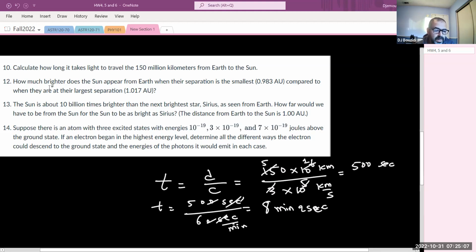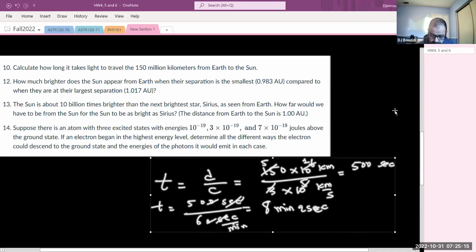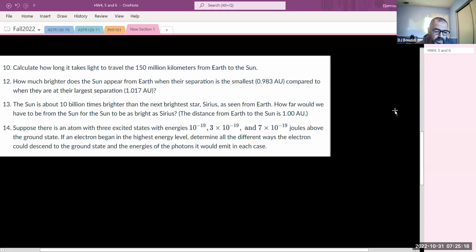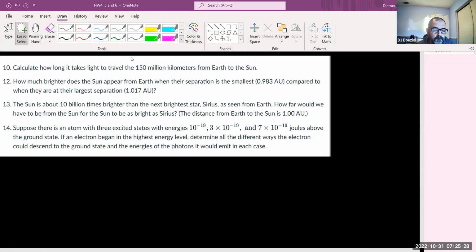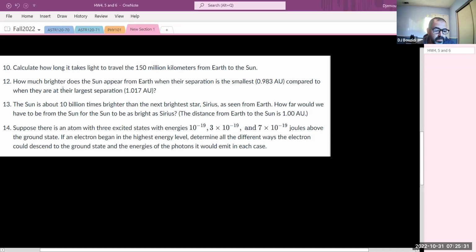Anyway, so this is problem 11. Let me erase this thing here. Again, if you want to, you could pause the video. It's just distance over speed. How much brighter does the sun appear from Earth when their separation is the smallest, 0.983 astronomical units, compared to when they are at their largest separation, 1.17 astronomical units.